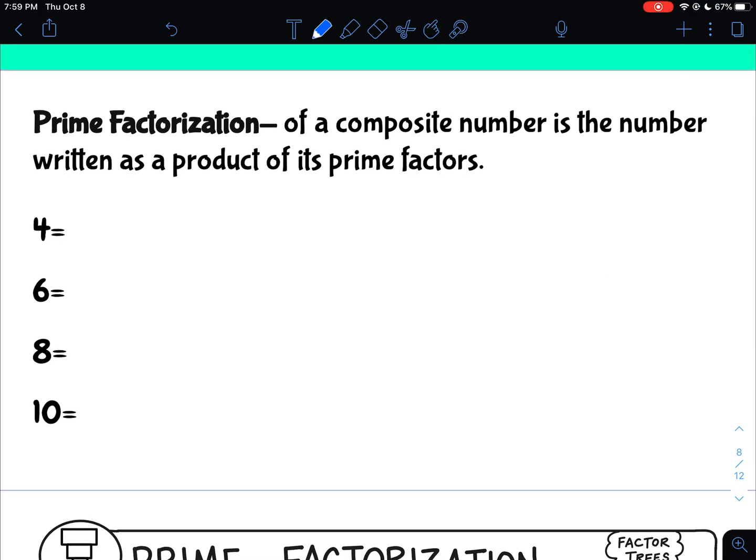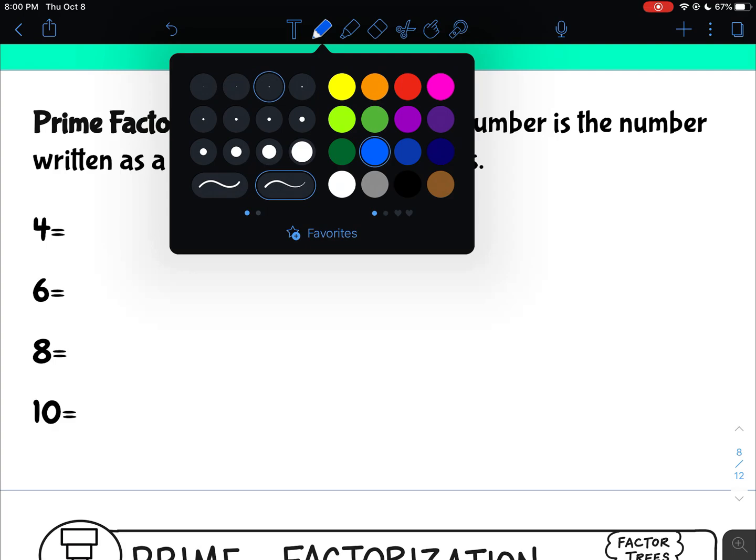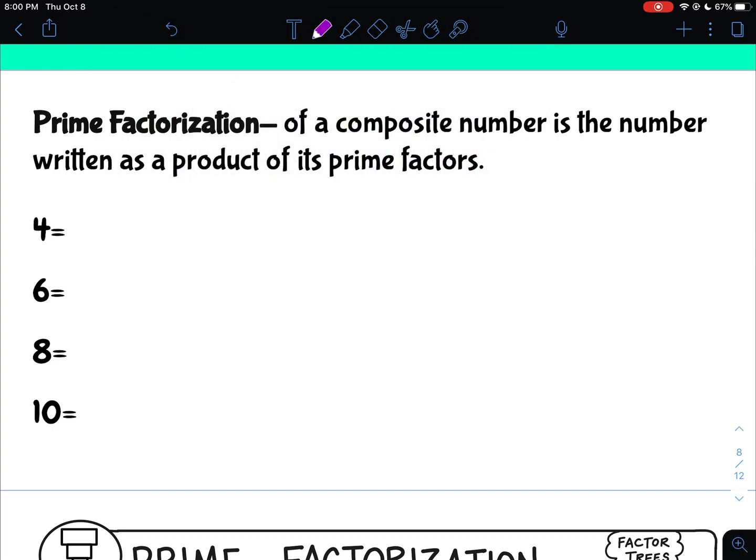So at this point, I want you to pause and write down the definition of prime factorization. And then as I go through what it is for 4, 6, 8, and 10, I want you to be taking notes. So you need your notebook out, taking notes so you know what you're doing. So pause and write down the definition. Okay, so hopefully you have the definition down and you are ready to go.